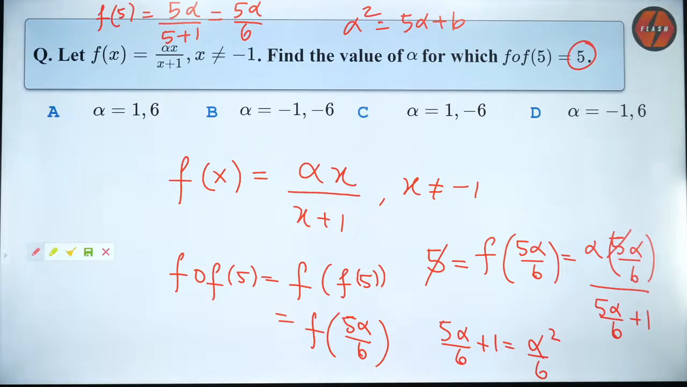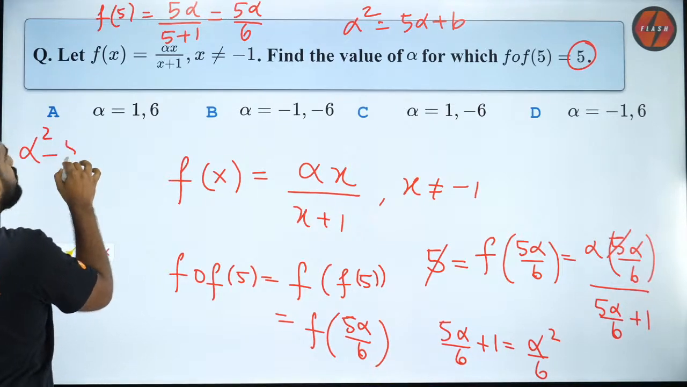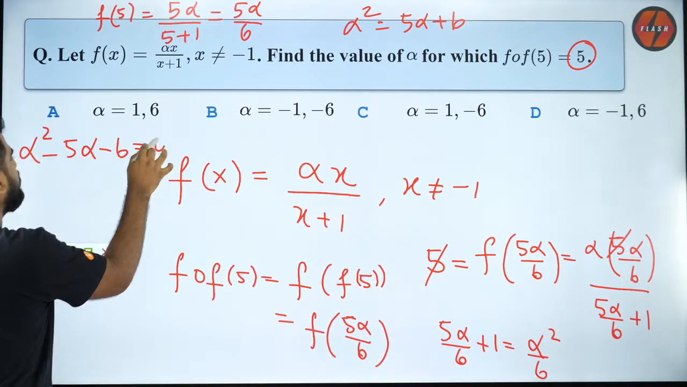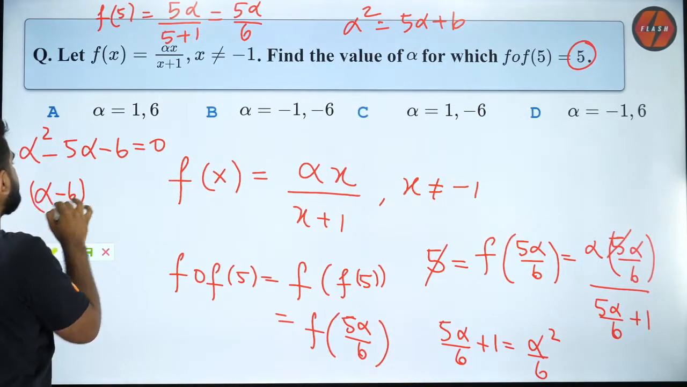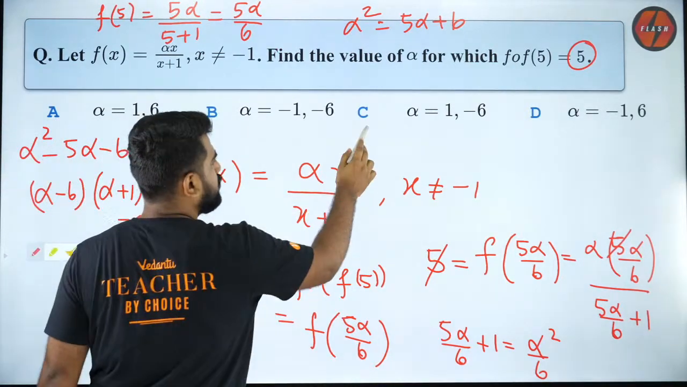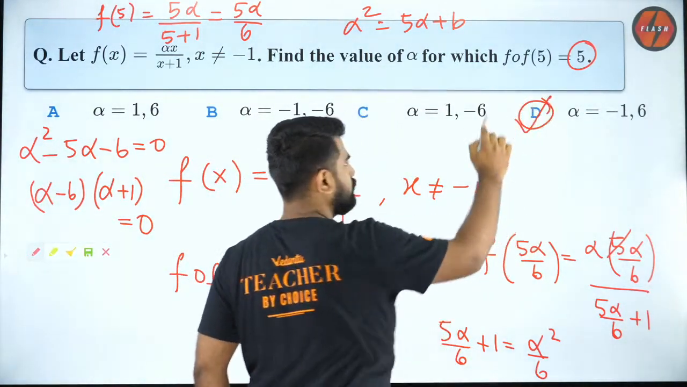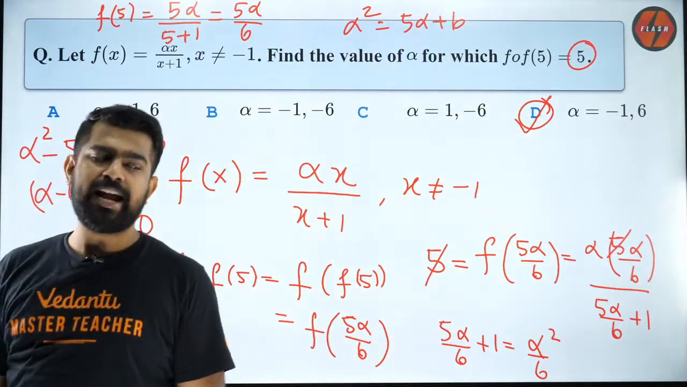Okay. So what will be the roots of that quadratic? You will get alpha square minus 5 alpha minus 6 is equal to 0. So I think it will be alpha minus 6 into alpha plus 1. So it is minus 1 comma 6. I think it should be option D, which is the right one.